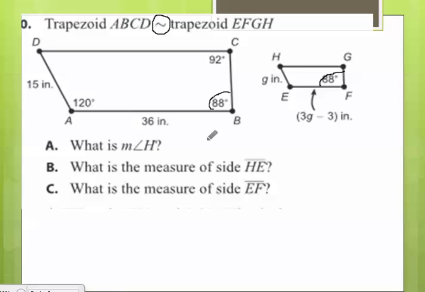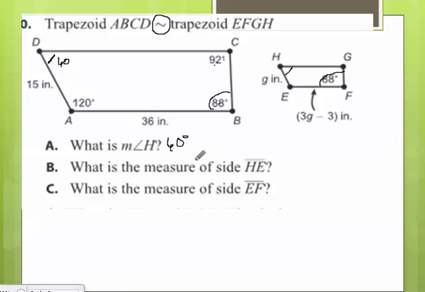Okay, and they're asking what's the measure of angle H? H is this angle right up here, and it would be the same as this angle. We don't know what that angle is. Oh, but we do know that in a trapezoid like this, all the angles are going to add up to 360 degrees. These two add up to 180. 280, that's 3. That means this one is a 60-degree angle. That means this one is going to be a 60-degree angle.